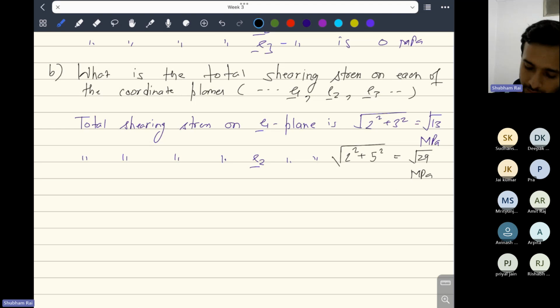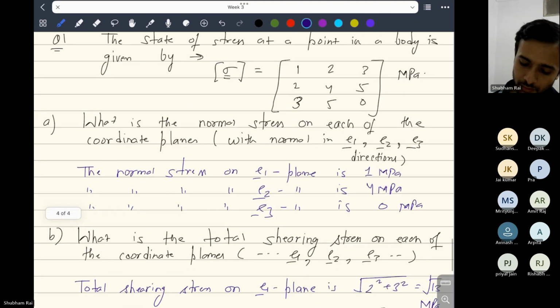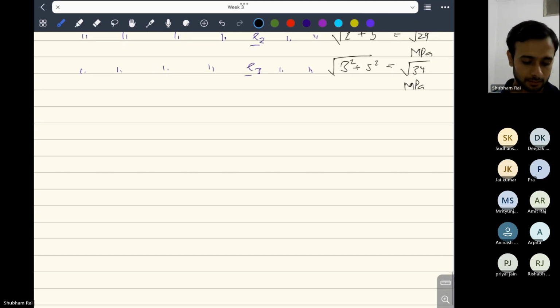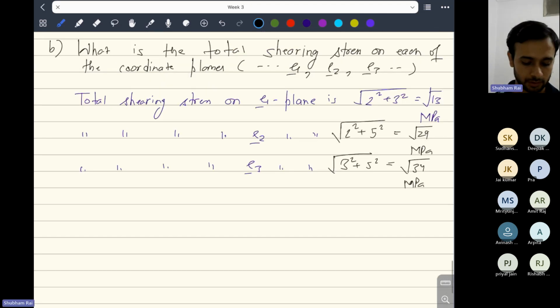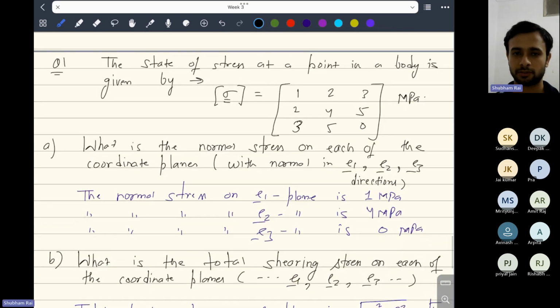Right. And similarly, you have total shearing stress on E3 plane. So that will be given by, obviously off diagonal terms are 3 and 5 here in the third column. That will be 3 square plus 5 square. So that will be under root of 34. Right. So coming on to the next problem. Do you have any doubt in this problem? So I think it was a bit simple.